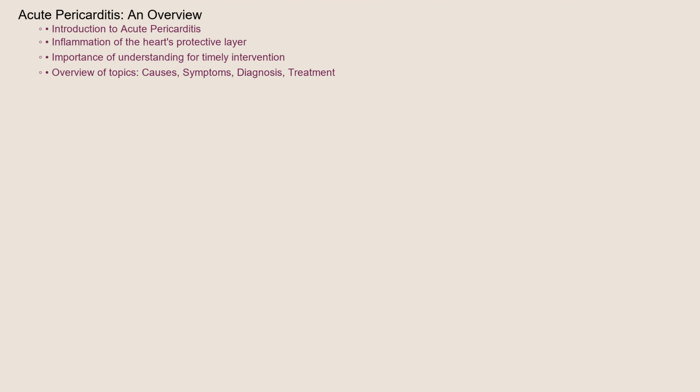Hello and welcome. Today we're diving into a condition that affects the heart's protective layer, acute pericarditis. This inflammation can cause significant discomfort, and understanding it is crucial for timely intervention. Join us as we explore the causes, symptoms, diagnosis, and treatment options for this important cardiac condition.